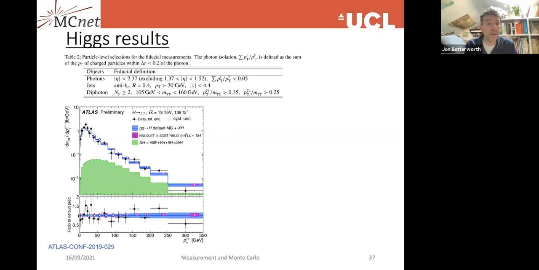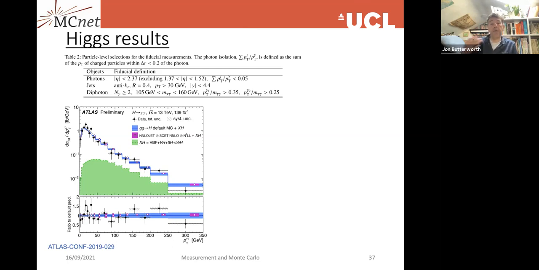So we've demanded two isolated photons with a rapidity less than 2.37 and a crack in there, which reflects the acceptance of the electromagnetic calorimeter in Atlas. We've made a pT^I over pT^gamma requirement. That I is the energy of the charged particles in the isolation cone around a photon. So there's a particle level isolation criterion applied there, which can be completely reproduced in a theory. There are cuts on jets, there are cuts on the diphoton system, all based upon those selection criteria.